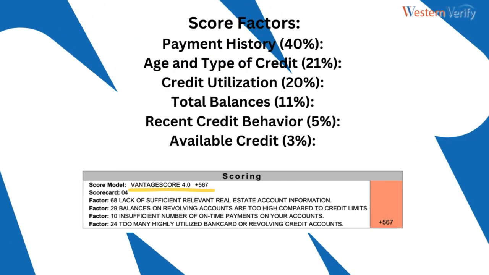Score factors. Payment history, 40%. It indicates whether you've paid your credit accounts on time. Age and type of credit, 21%. It reflects the age of your credit accounts and the types of credit you have.